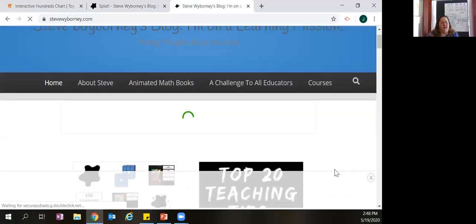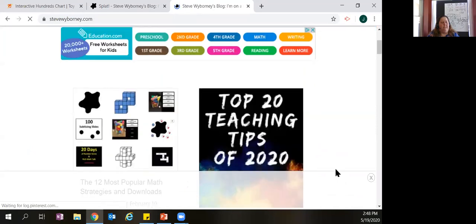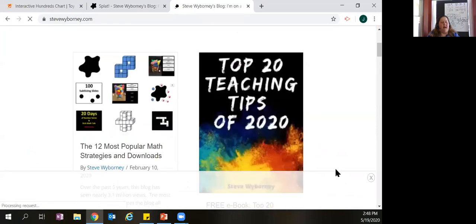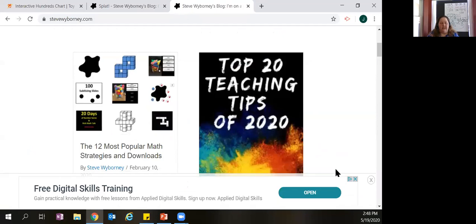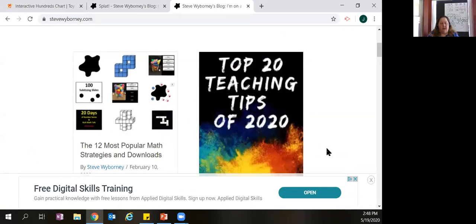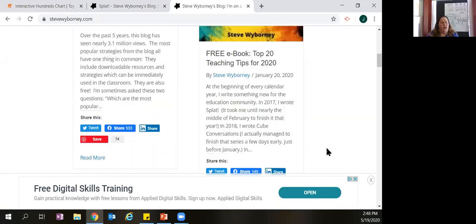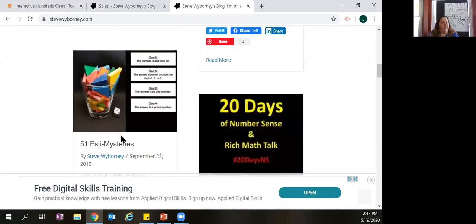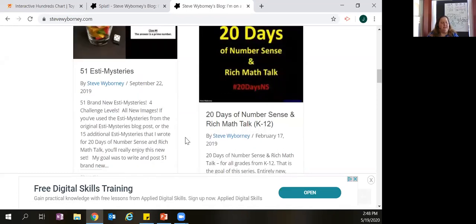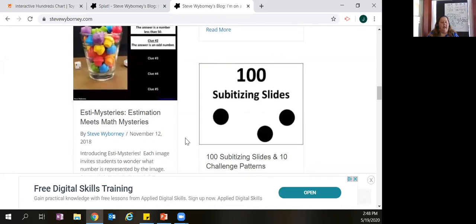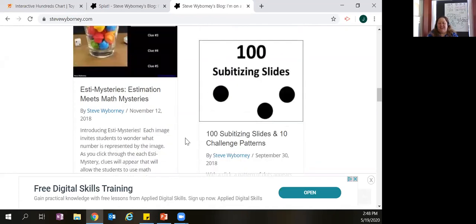he has lots of routines for estimating, making estimates and refining your estimates based on some clues that you're given. He has things like this one here that asks, how many of these blocks do you think are in here? And then it would give certain clues as to what that number could be. So students have to practice their estimation. That's called Estimystery.